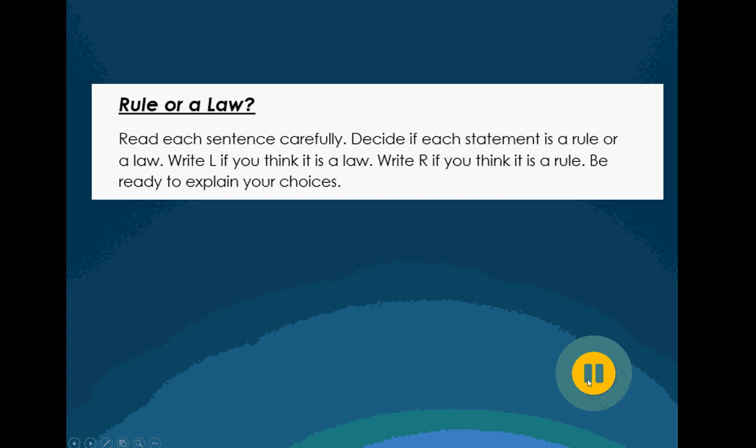Once again, pause the video and work with your partner on those 10 statements. Is that a rule? Is that a law?